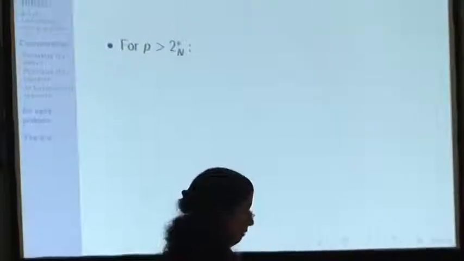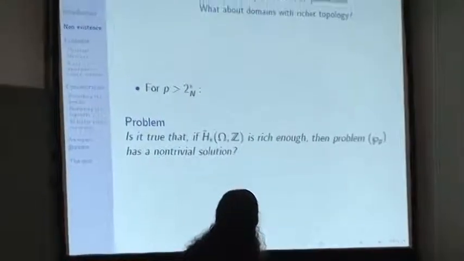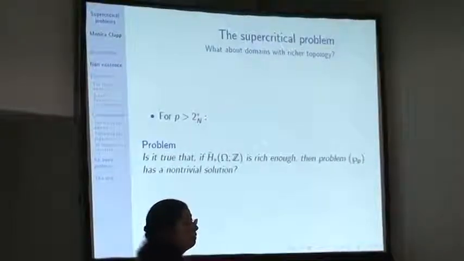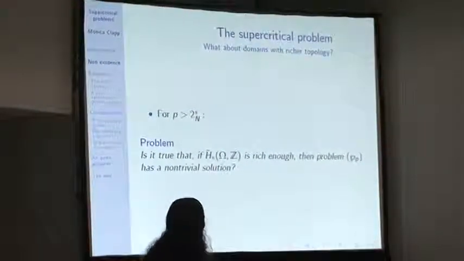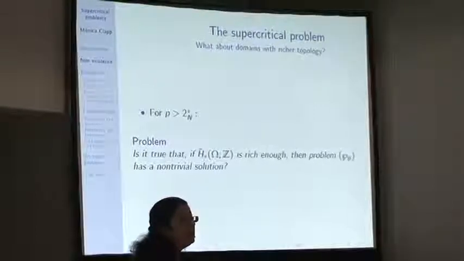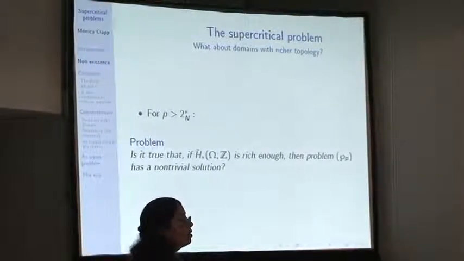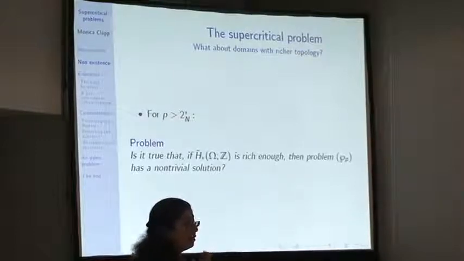Now one can ask the following question. Indeed, these domains have non-trivial homology, but the homology is still very poor. You have only one homology class. So you can ask whether one can find domains with richer topology, for which the problem has a non-trivial solution. Whether perhaps Bahri-Coron requires some more topology if you are in the supercritical case, okay?